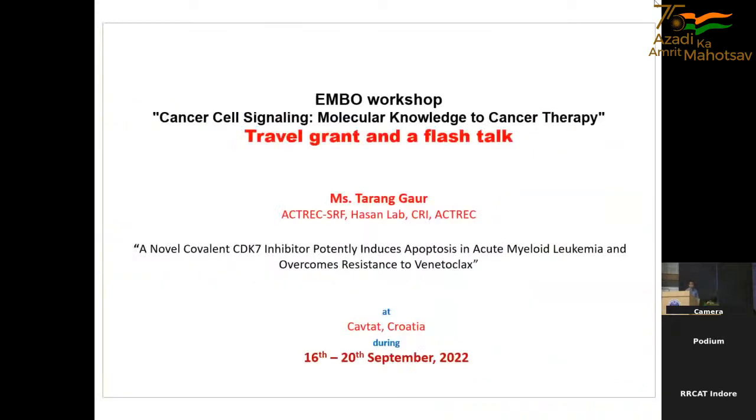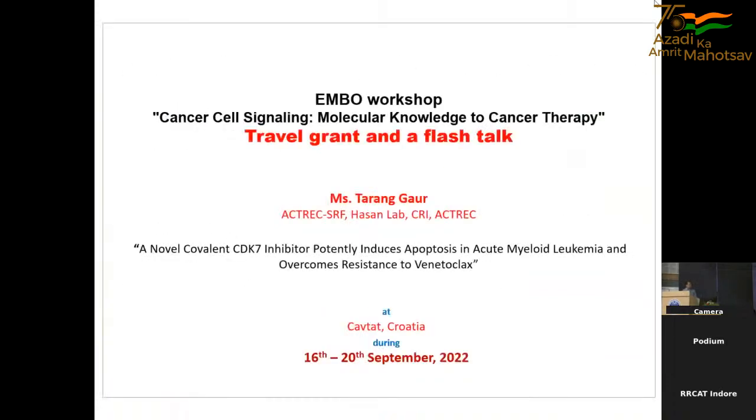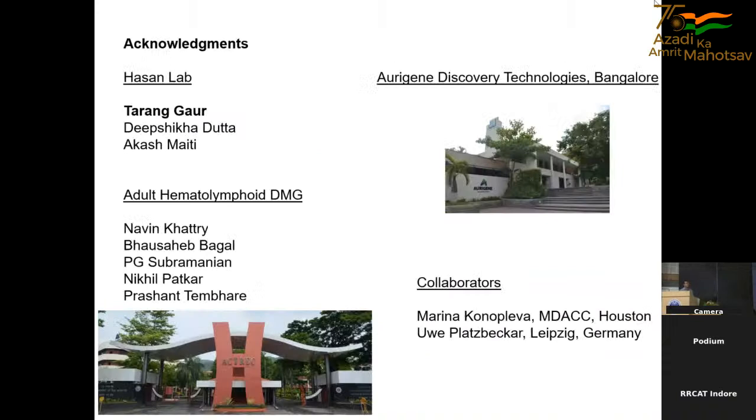So this work will be presented by my PhD student Tarang next week in Croatia. She got a travel grant and a flash talk for this work. And finally, I have 3 PhD students. Tarang is my first PhD student who did all this work. Deepshika is also here. She has presented work on autophagy in acute promyelocytic leukemia. Akash has joined my laboratory last year.